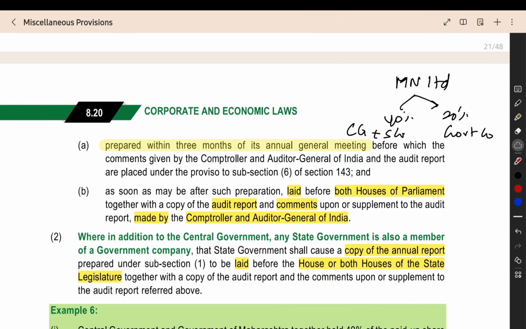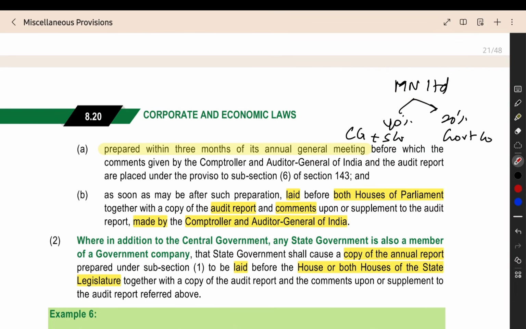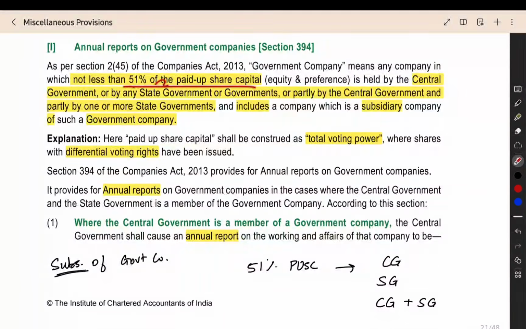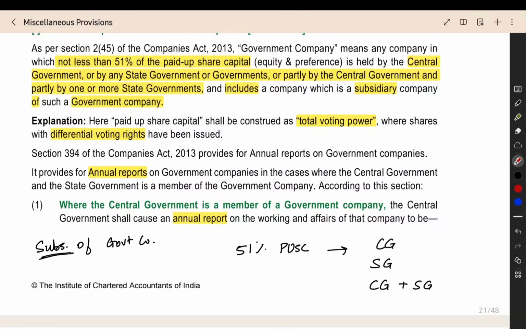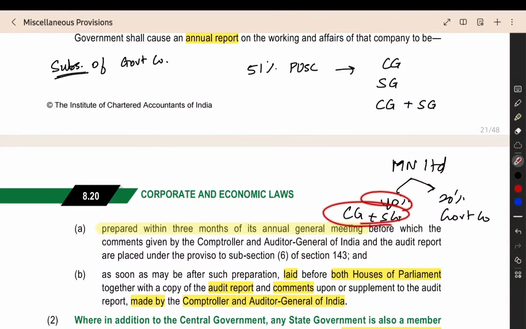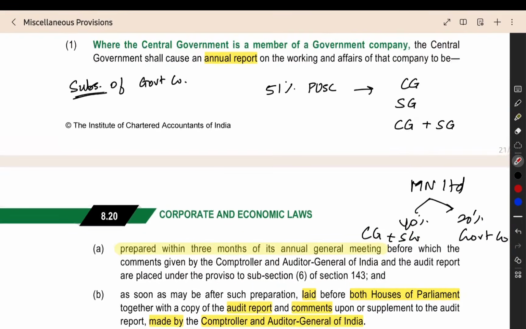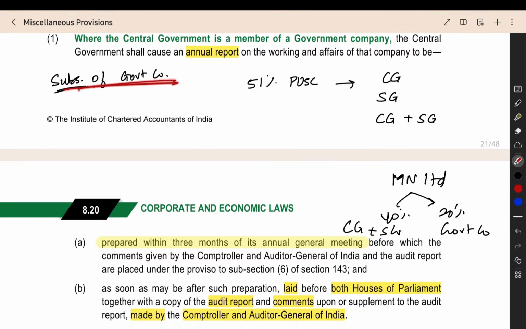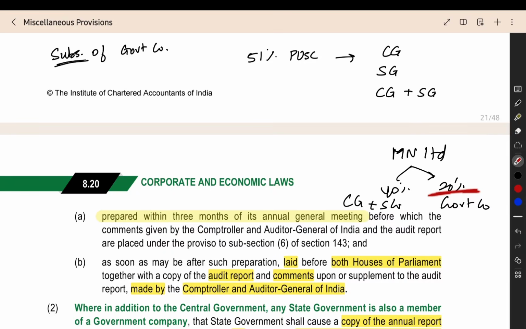Whether this company is a government company or not. MN Limited is a government company or not? That is the question. So what is the definition? 51% of the paid up share capital should be held by the central government, state government, or CG plus SG. Here the central government and state government are holding only 40%. First category gone. Then it should be a subsidiary of a government company. The government company is holding only 20%, so it is not a subsidiary. You should have 50% or more than 50% to become a subsidiary. So it is not a subsidiary of a government company, and it does not have 51% paid up share capital controlled by the government. So it is not a government company.